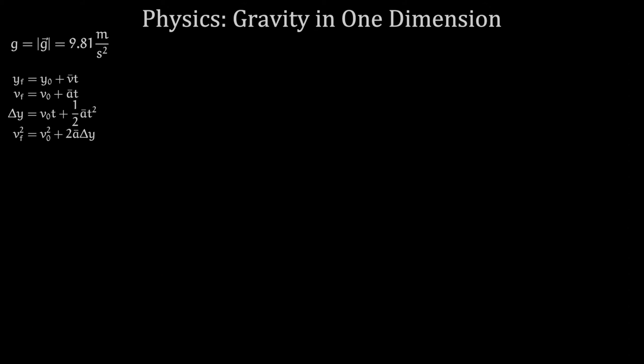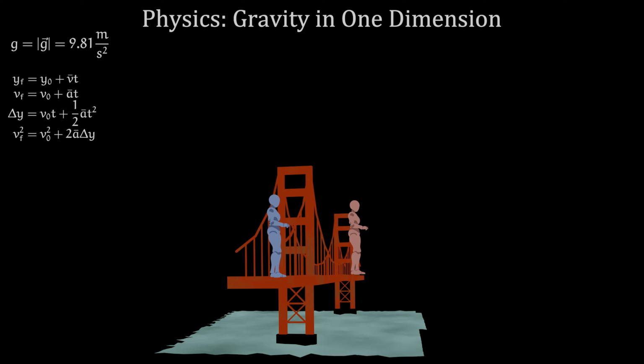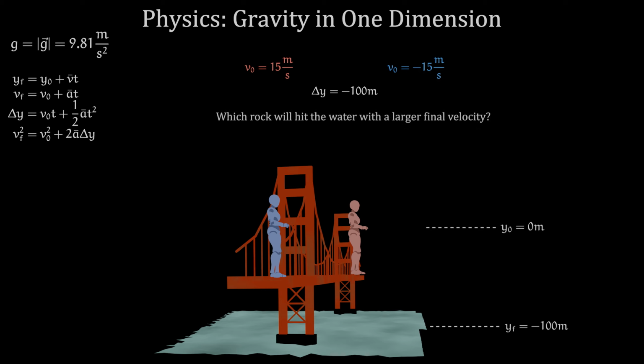As a last exercise, consider you were standing on that bridge with a friend. You throw your ball straight up into the air with an initial velocity of v0 equals 15 meters per second, and then let it continue on its way to fall into the water, which is 100 meters below the bridge. Your friend throws their rock straight down towards the water below with an initial velocity of 15 meters per second also. Which rock will hit the water with a larger final velocity?